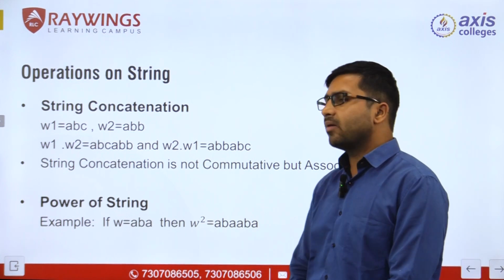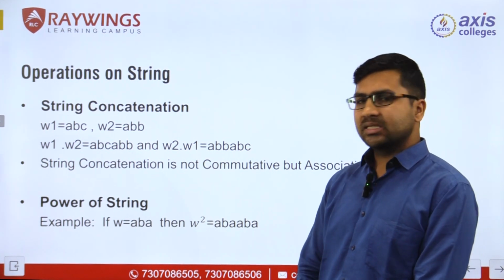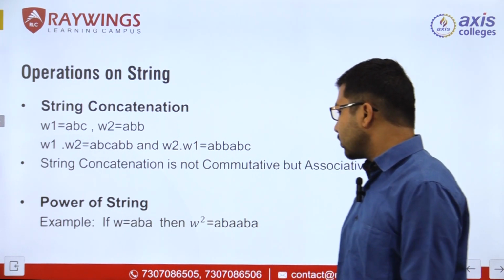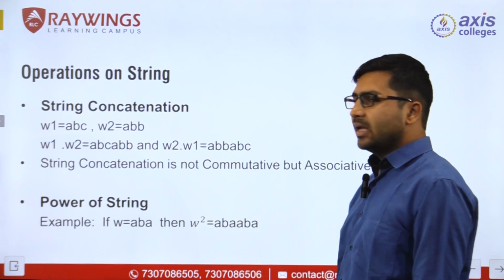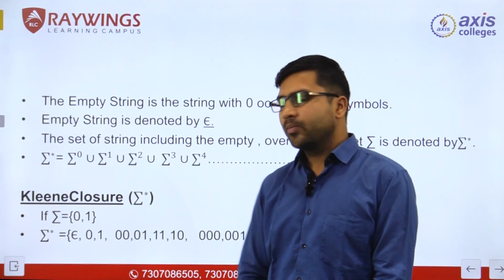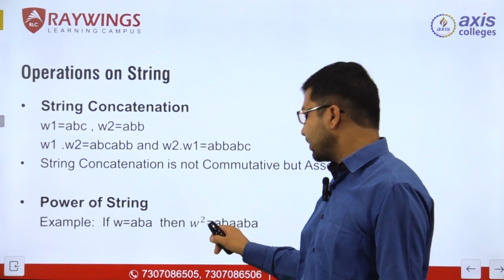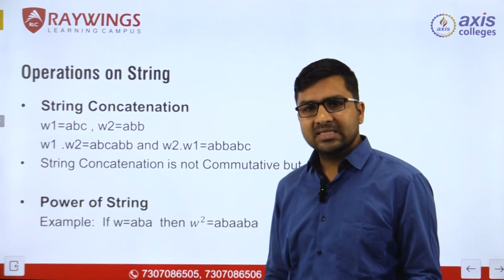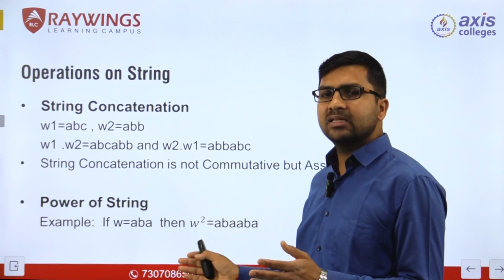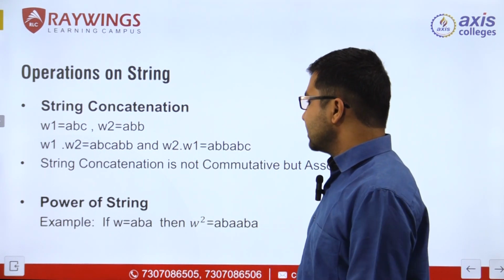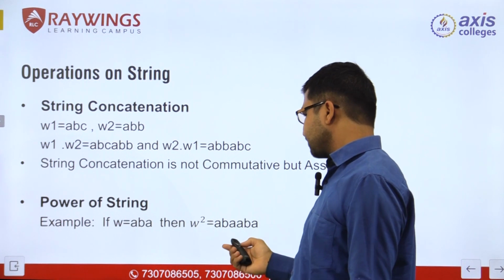The next operation is power of a string. In the case of power of a string, if we take the example w equal to aba, then w squared means abaaba. If we perform w cubed, then abaabaaba. In the same way, just concatenate the string as we concatenate strings, the same for power of a string.